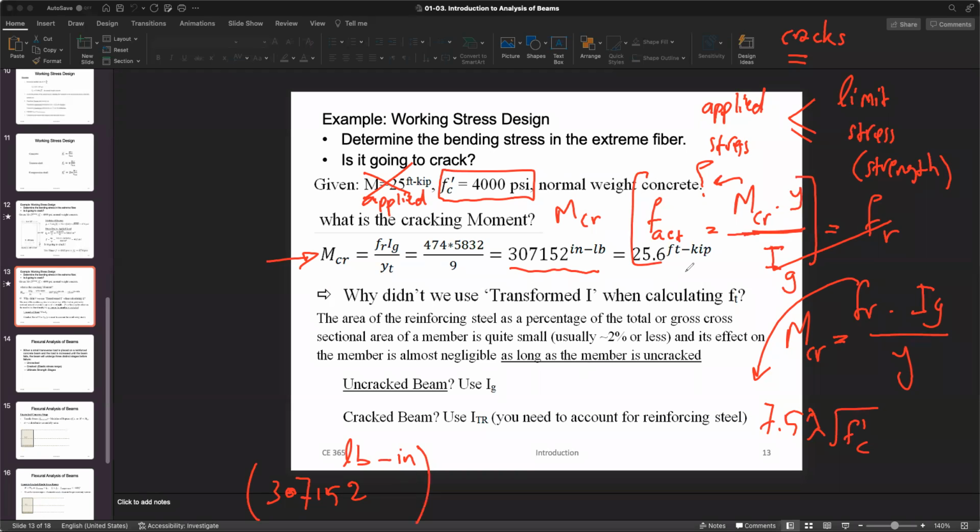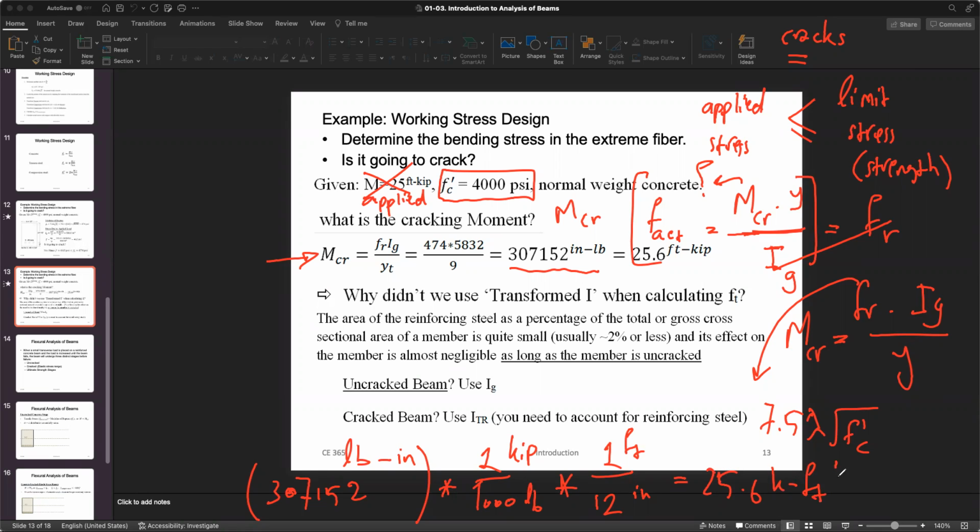If I want to make it in kip-foot, first for the kip you want to say 1 over 1,000 to make it in terms of kips. Also multiply, to go from inch to foot, by 1 over 12. You're going to say inch and foot here. If you do that, you'll get 25.6 kip-foot.